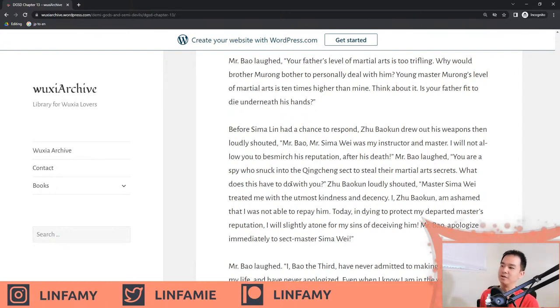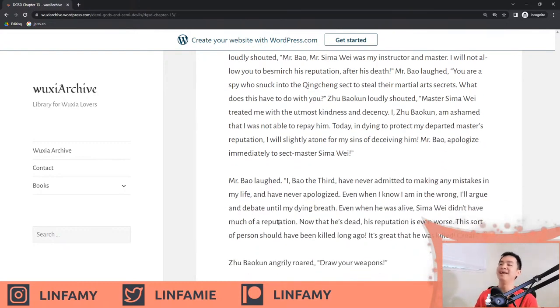Zhu Baokun loudly shouted. Master Sima Wei treated me with the utmost kindness and decency. I, Ju Bao-kun, am ashamed that I was not able to repay him. Today, in dying to protect my departed master's reputation, I will slightly atone for my sins of deceiving him. Mr. Bao, apologize immediately to sect Master Sima Wei.